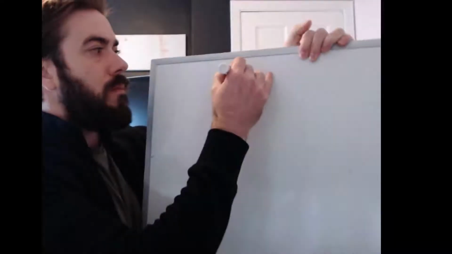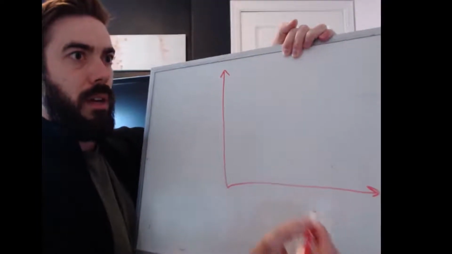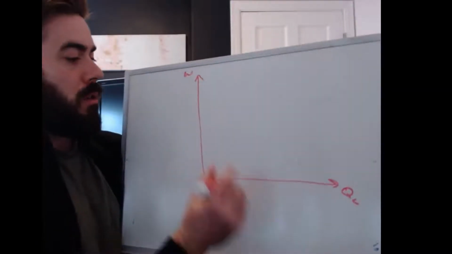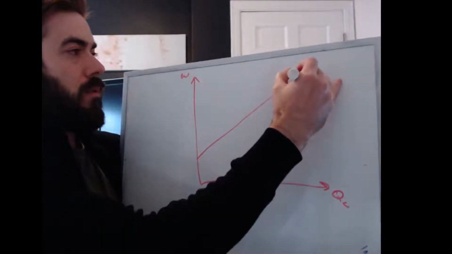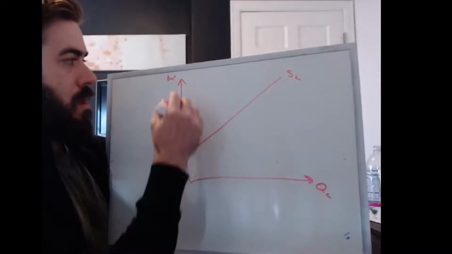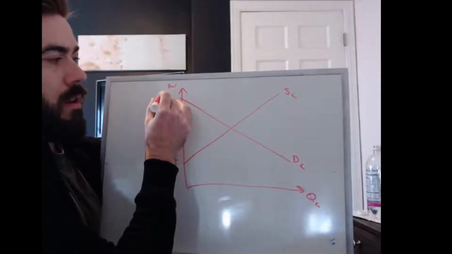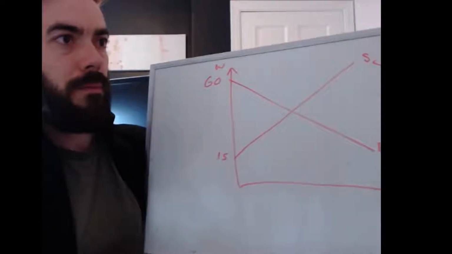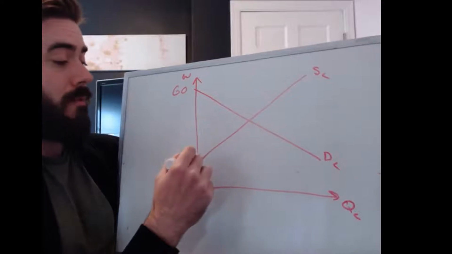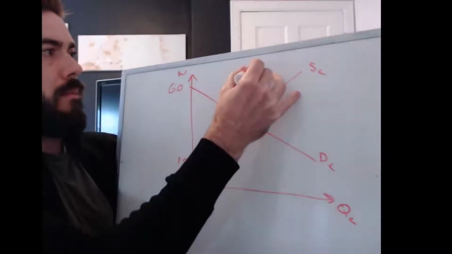So I've got quantity of labor here, wages here. There we go. So I've got my supply curve for labor, which I believe starts at 15. And I've got my demand curve for labor, which starts at 60. So it's basically like the previous one we had. First, let's solve it for when we've got monopsony power.